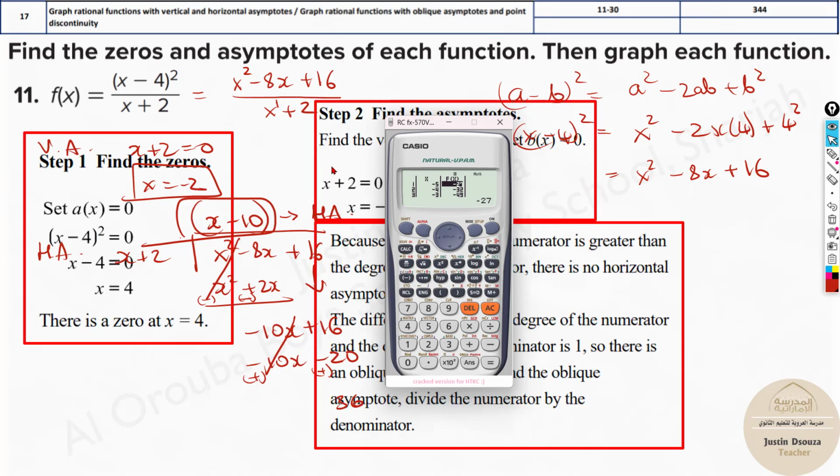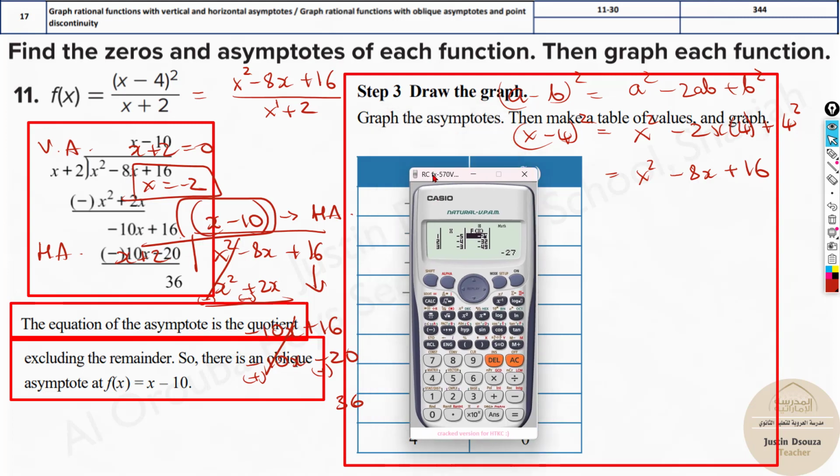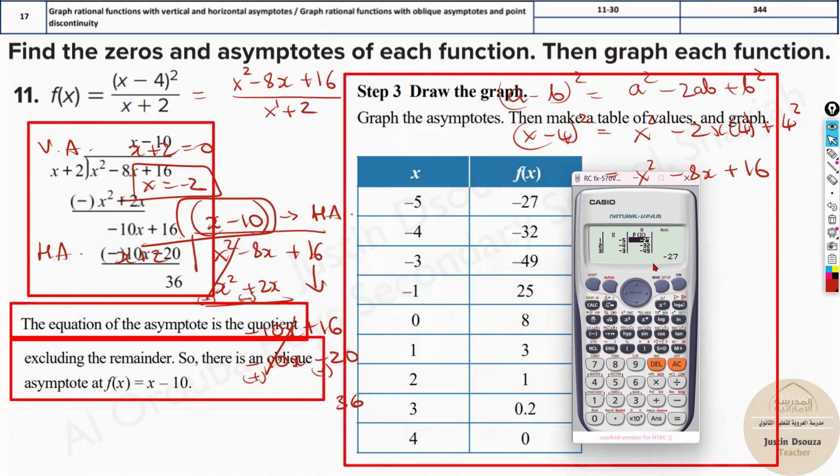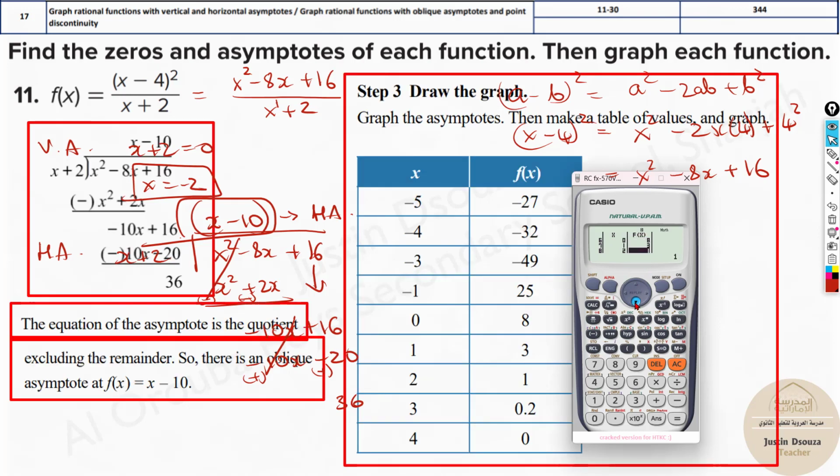So we will just look into the answers now. We can see we have done this already. The oblique asymptote is also done. Now we can look over here at the values. From minus 5, it's minus 27, minus 32, and everything is there. Now what about minus 2? We know that the vertical asymptote is minus 2, so it's undefined at that point. That's why it's an error. All the other values are matching, so we can stop there.